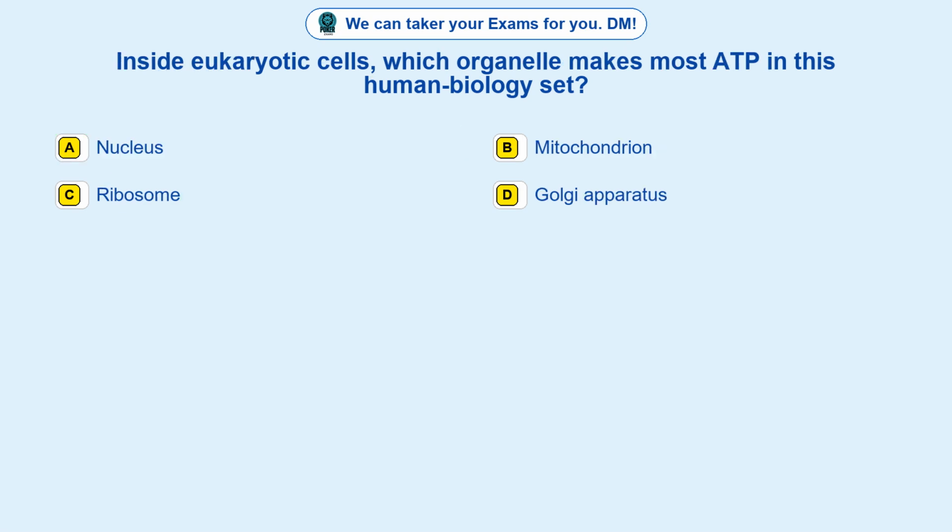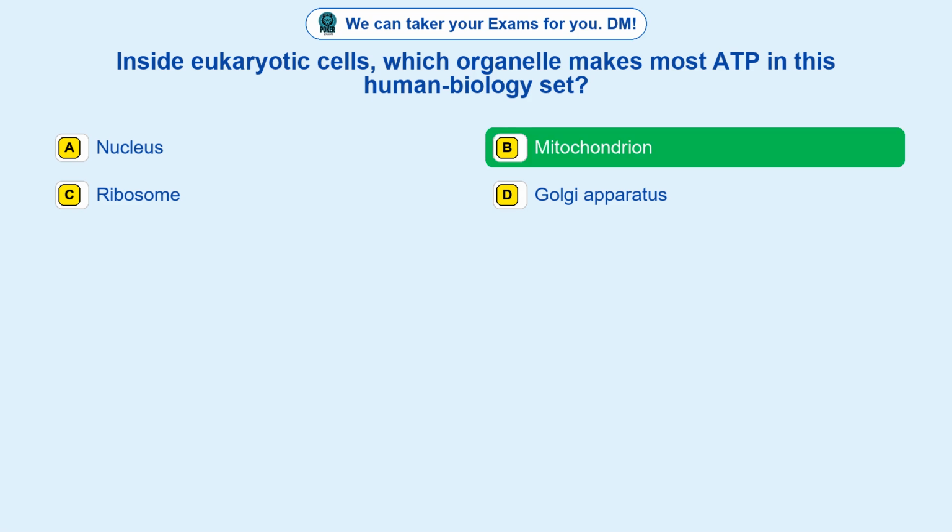Question 2. Inside eukaryotic cells, which organelle makes most ATP in this human biology set? Option A, nucleus. Option B, mitochondrion. Option C, ribosome. Option D, Golgi apparatus. The correct answer is option B, mitochondrion.